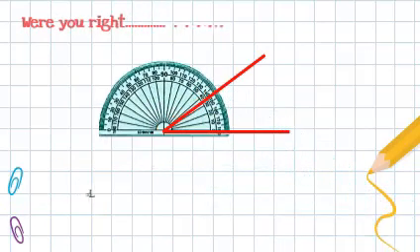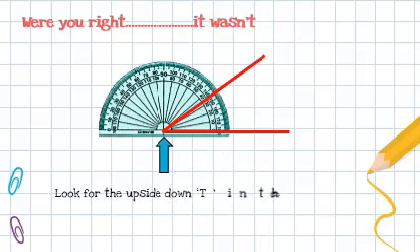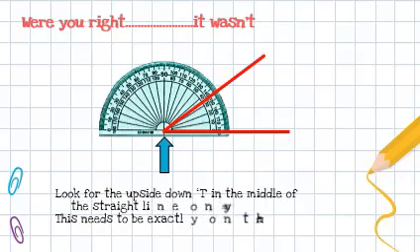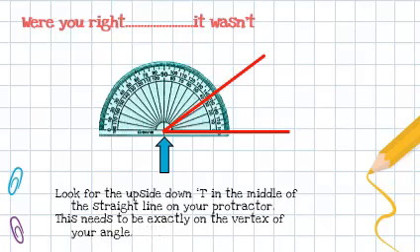Were you right? It wasn't right because two conditions should be satisfied in order to do it right. You have to look for the upside down T in the middle of the straight line. If you can see here, we have a T shape. Can you see it? I'm going to change the color. This is a T shape, okay? This T shape means that the vertex should be on this point. So the vertex of your angle should be exactly on this point. This is the first condition. And the second condition is that the arm should be on the zero line.